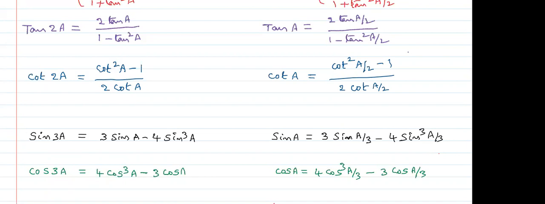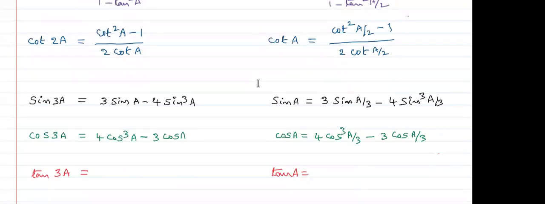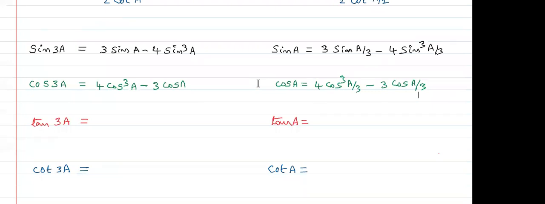Sin 3a formula: 3 sin a minus 4 sin cube a. Cos 3a formula: 4 cos cube a minus 3 cos a. This is the formula. Now tan 3a. What is tan 3a? 3 tan a minus tan cube a divided by 1 minus 3 tan square a. This is the tan 3a formula.